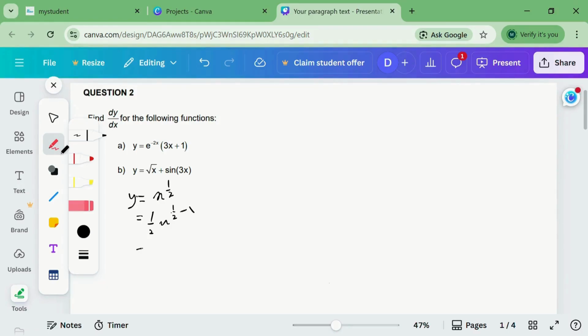And then I change 1 over 2 x to the power of negative 1 over 2 into a simple form and get 1 over 2 square root of x. So the derivative of square root of x is 1 over 2 square root of x.